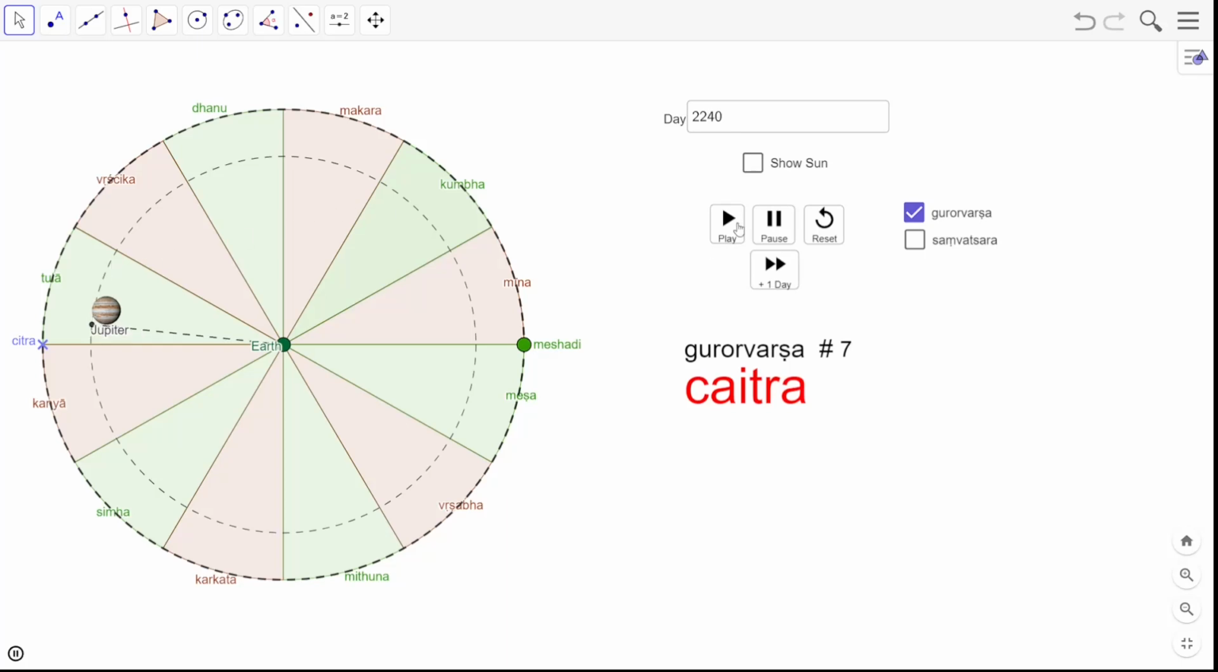So now let me run uninterrupted. Chaitra Gurorvarsha, next is going to be Vaishaka Gurorvarsha. There it is. And now Jaishta Gurorvarsha. There it comes. Next will be Ashada Gurorvarsha. There you go, that is Ashada. And the next is Shravana Gurorvarsha. Then Bhadrapada Gurorvarsha. There you go.